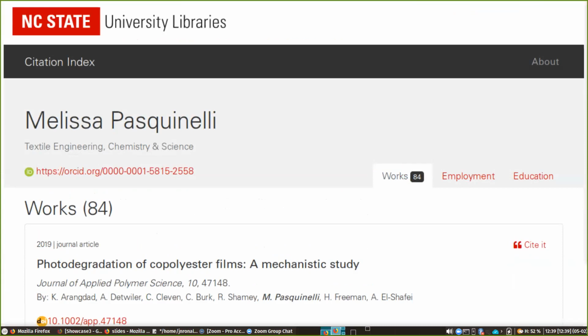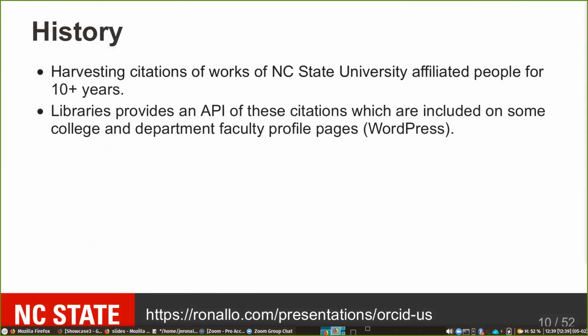Thank you. Great. Okay. So faculty may not know that this data comes from the libraries and that we maintain it, but they are interested in keeping this data current on their department profile page for attracting graduate students, current awareness of activities in departments, and generally improving the discoverability of their work. So a little bit of history. We've been harvesting citations of works of NC State University affiliated people for 10 plus years. And the libraries has provided an API of these citations, which are included on some college and department faculty profile pages via WordPress plugin. Okay, so what's this got to do with ORCID?